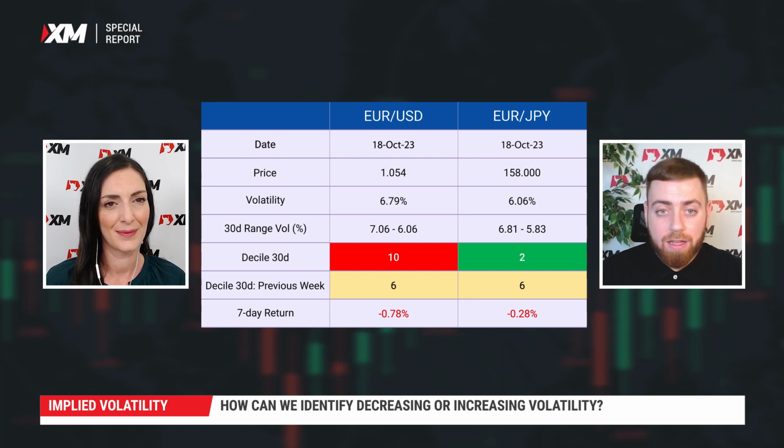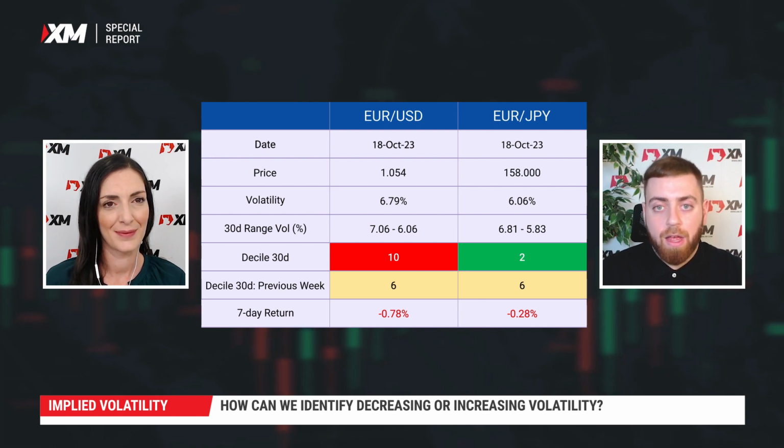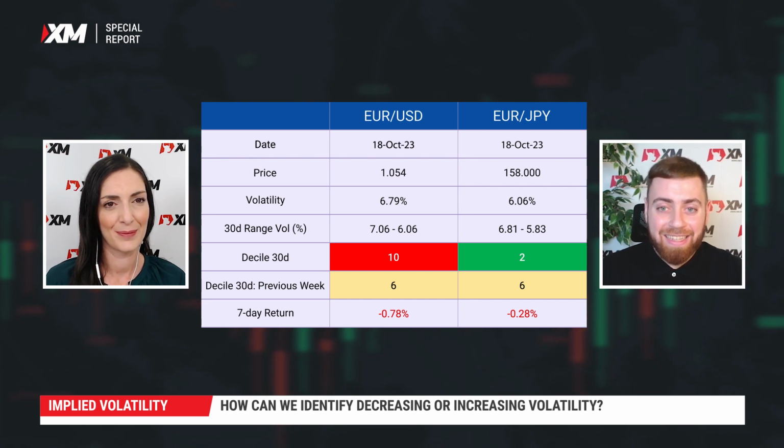On the other hand, Euro-Yen seems to be experiencing lower volatility compared to what happened on the same trading day in the previous week, resulting in a decline from decile 6 to decile 2. Thus, the pair's volatility shifted from average to low levels, suggesting that the price is more likely to remain more or less flat in the upcoming sessions.